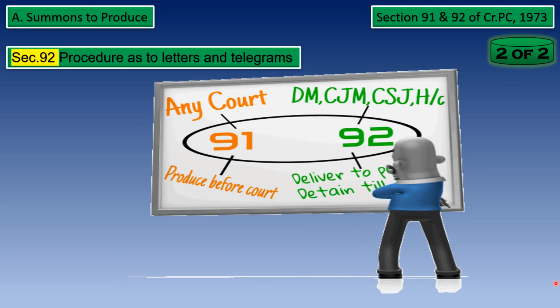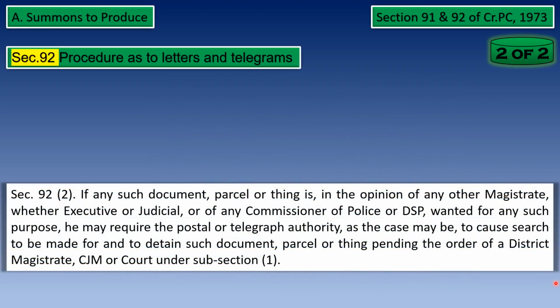Now let's check what subsection 2 of section 92 says. As per the Bare Act, if any such document, parcel or thing is, in the opinion of any other magistrate, whether executive or judicial, or of any commissioner of police or DSP, wanted for any such purposes, he may require the postal or telegraph authority, as the case may be, to cause a search to be made for and to detain such document, parcel, or thing pending the order of the district magistrate, CJM or the court under subsection 1 of section 92. Here we are not going to be confused again.